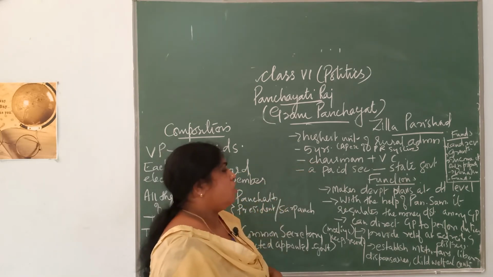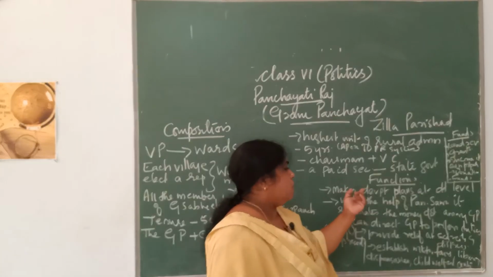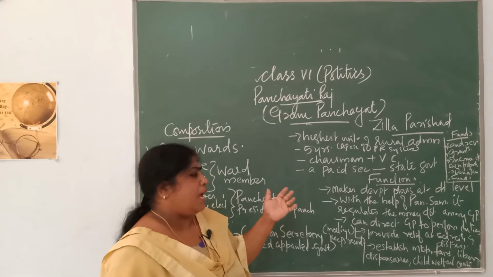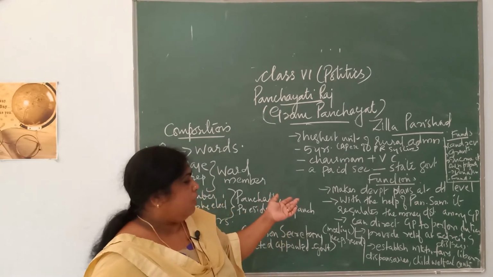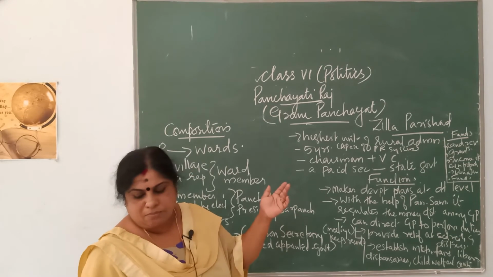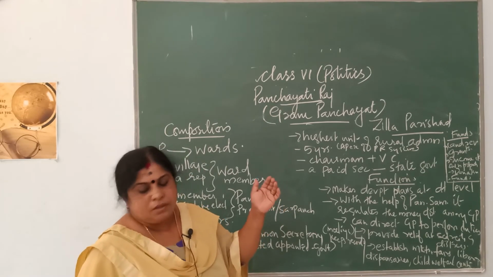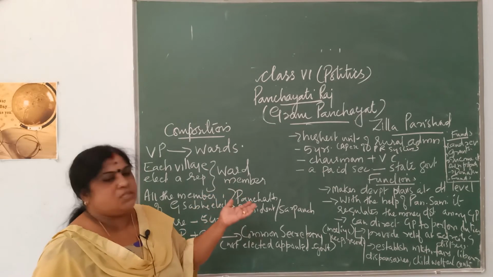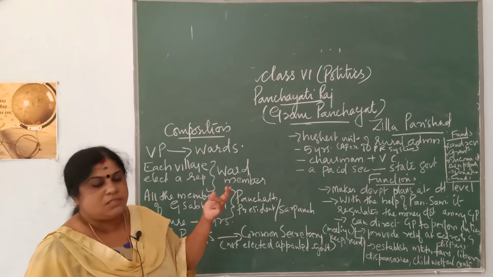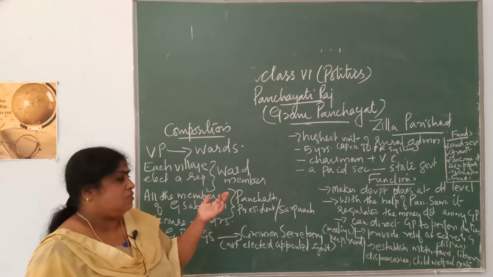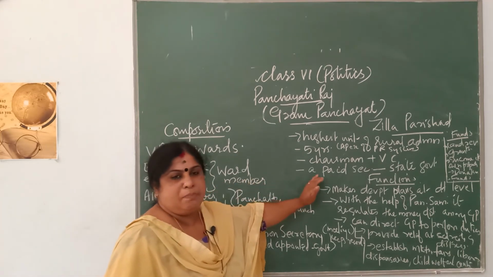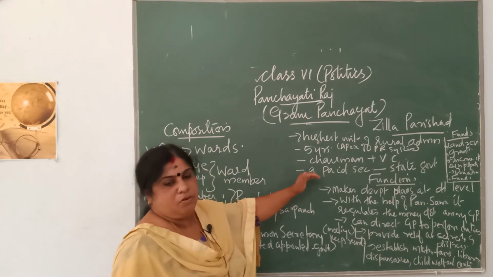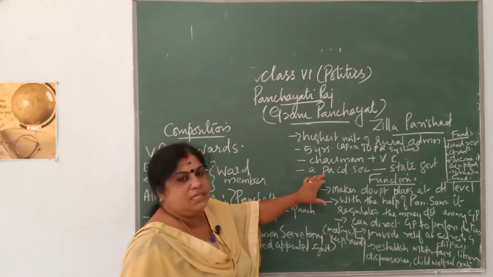Now, what are the functions of Jilla Parishad? The main function of the Jilla Parishad is to make developmental plans at the district level. They will be looking after developmental programs like building of roads, construction of bridges, parks, hospitals, providing water facilities and electricity. All these are some of the developmental projects that can be undertaken by the Jilla Parishad at the district level.